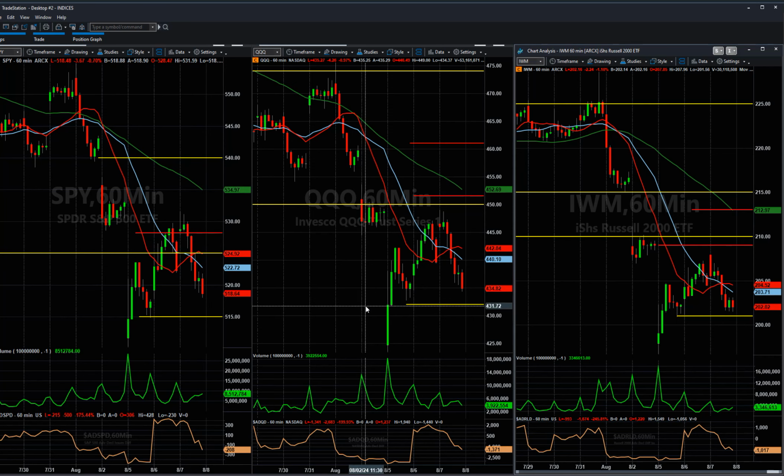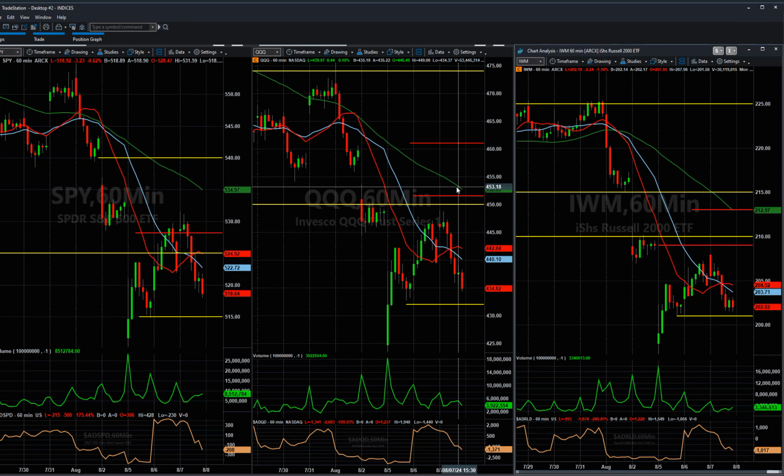Now, the same thing is true with the Qs. You can see this leg 1, 2, and 3. For a 1, this is a 2. It would project it down to 436. We came down to 434, so pretty close right there, and a 50% retracement.